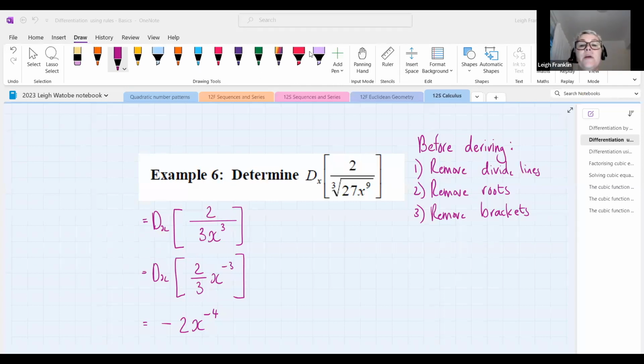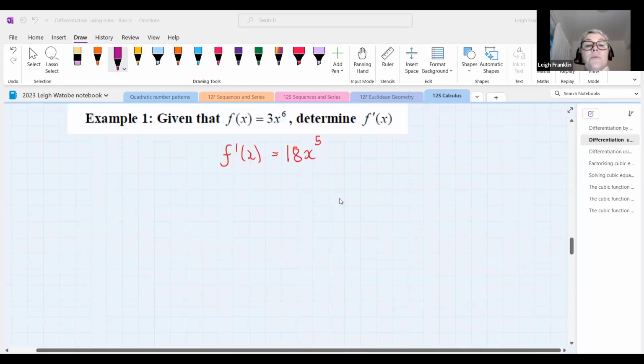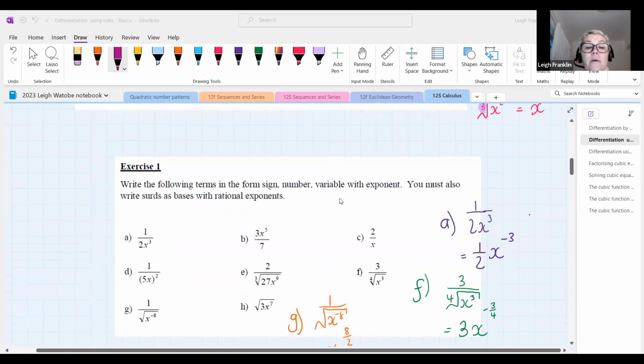The first step. Okay, so this is a cube root. So the cube root of 27 is 3. When I remove a radical, I've got to divide my exponent by the root. Remember, we were talking about that up here.